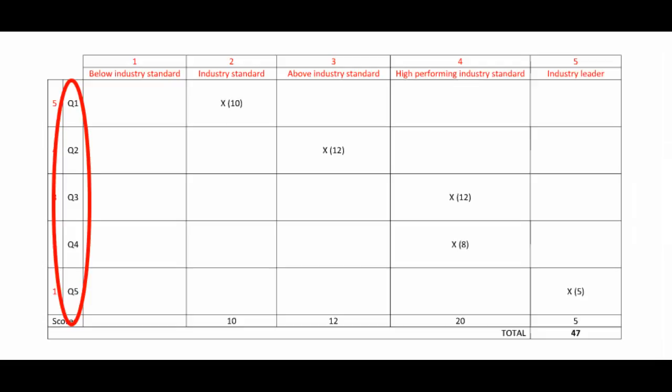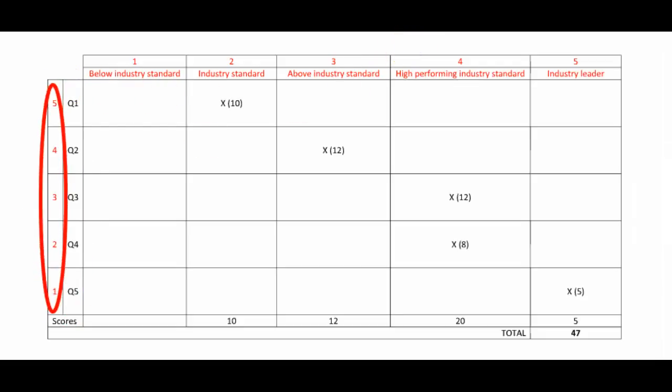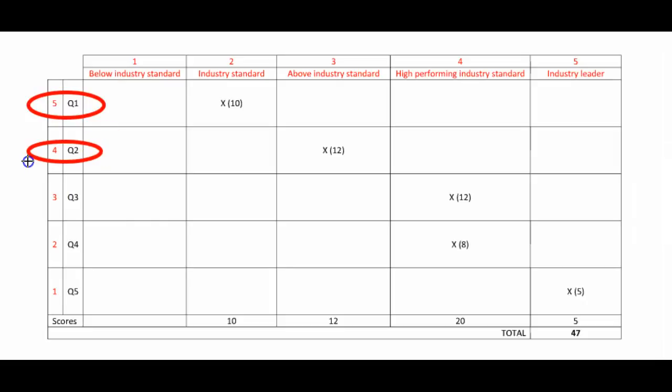Each question is weighted 1 to 5, as can be shown by the following column. This simply means that question 1 is weighted at level 5, question 2 is weighted at level 4, question 3 is weighted at level 3, question 4 is weighted at level 2, and question 5 is weighted at level 1. This means that question 1 is the most important and the most heavily weighted. Question 2 is the next most important question and the next most heavily weighted.